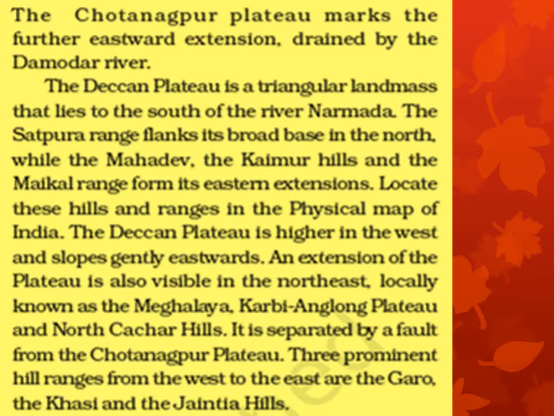You can also see an extension of the plateau in the northeast, which is locally known as the Meghalaya, Karbi Anglong Plateau and North Cachar Hills. It is separated by a fault from the Chota Nagpur Plateau. Now the three prominent hill ranges from west to east are the Garo, the Khasi and the Jaintia hills.